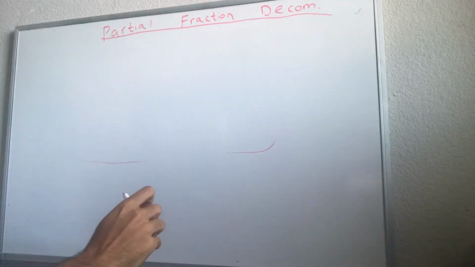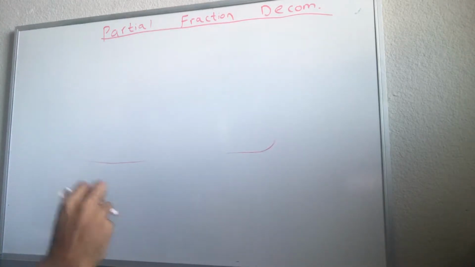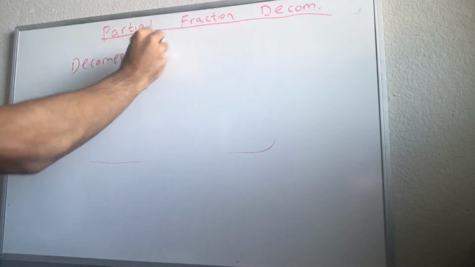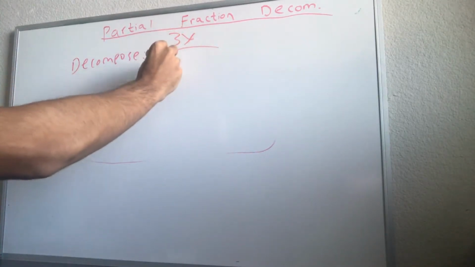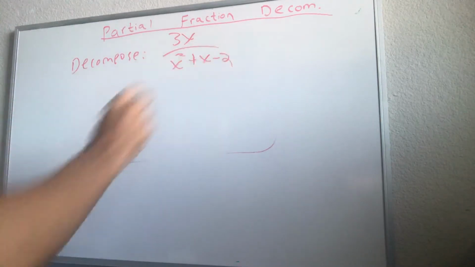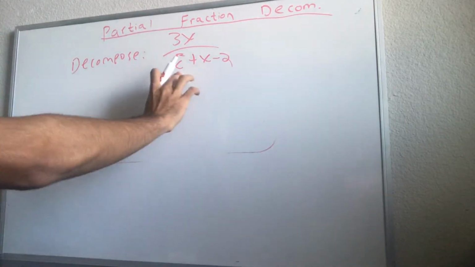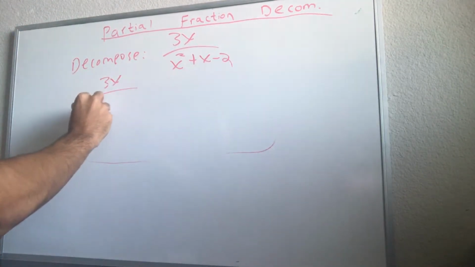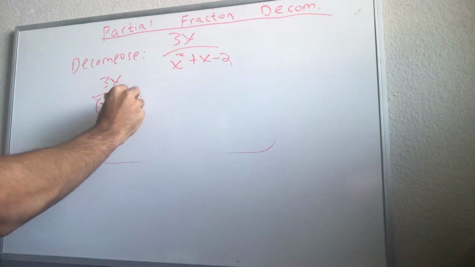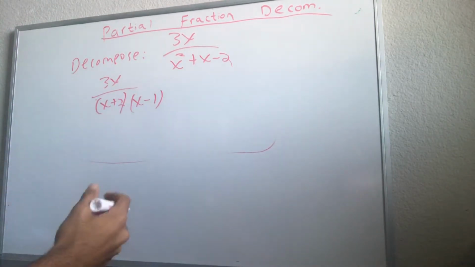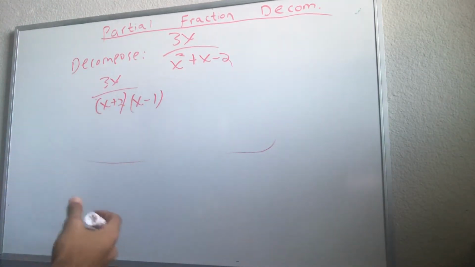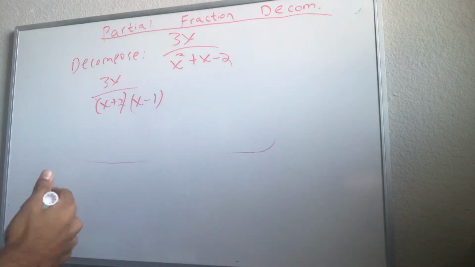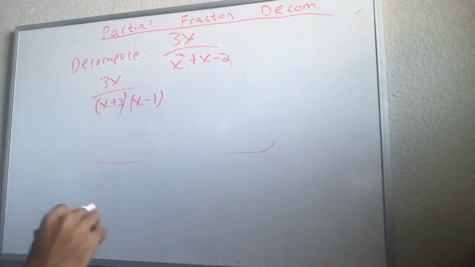So that's the idea. And now I'll just give a basic problem, and this problem involves distinct linear factors. So if I give something like, decompose 3x divided by x squared plus x minus 2, we can factor the denominator, right? We see that it's x plus 2 times x minus 1. So these are two distinct linear factors, right? Because obviously these two factors are different and they're linear. So that's our case number 1.